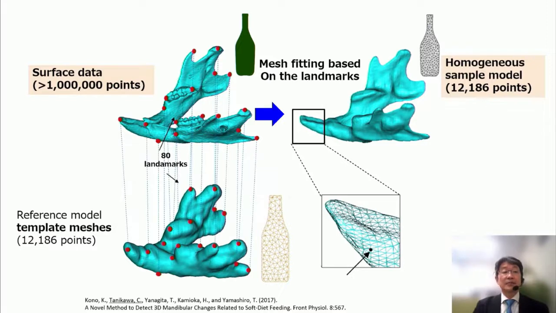The data processing is similar to the human studies. Original CT data were obtained by micro CT for the animals, and its resolution is also similar to the cone-beam CT. The template mesh was mapped on the samples, and in this case it is also similar, about 10,000 points. So sample models with about 10,000 mesh points were generated.